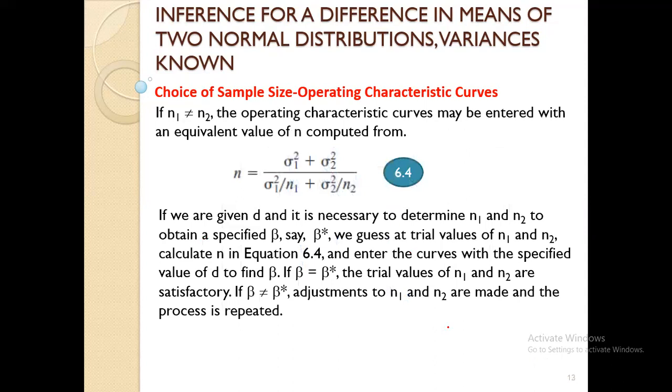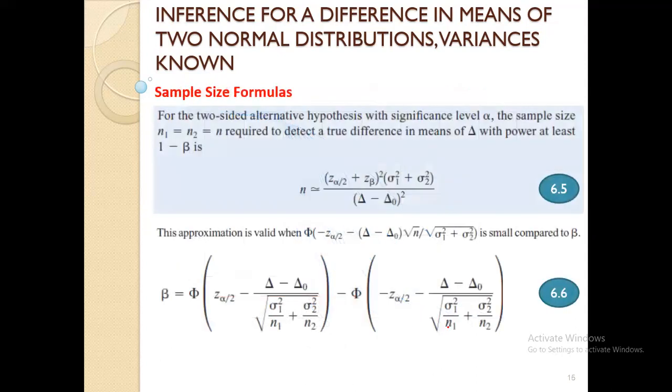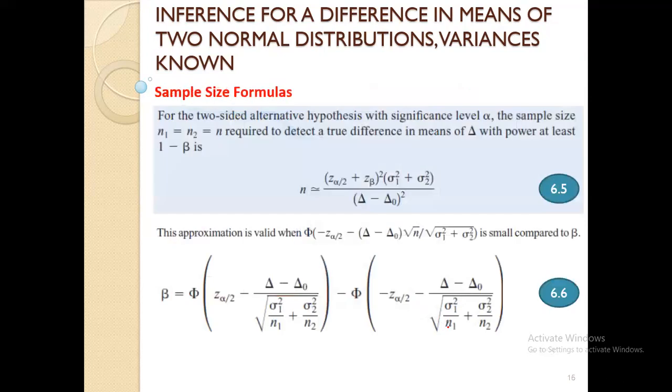For this case, for the choice n1 equal to n2, if n1 not equal to n2, you have to use this formula. And we can calculate by formula. We will use the curve, and also you can use the formula to estimate the number of data. This is for two sides. You can calculate the n by calculating Z alpha over 2 and Z beta, and variance 1 and variance 2, with delta minus delta 0. Delta means x bar 1 minus x bar 2.